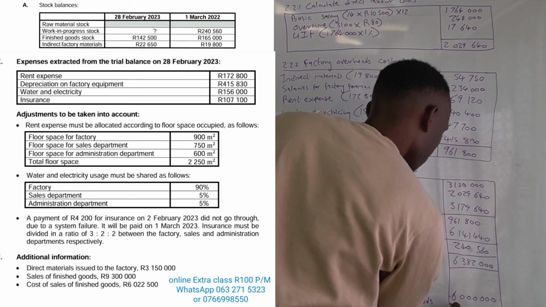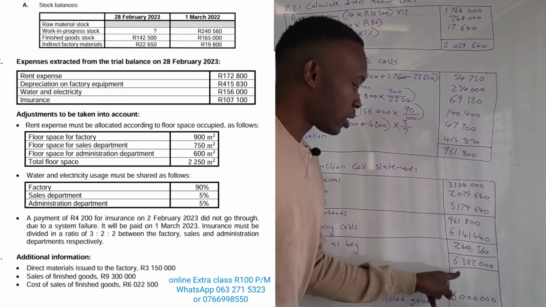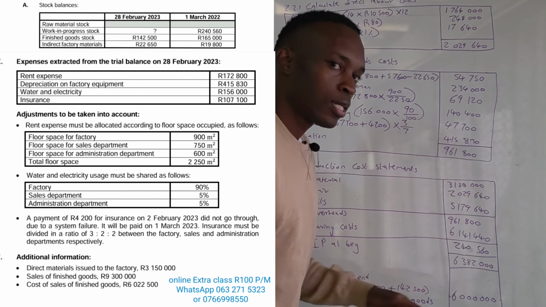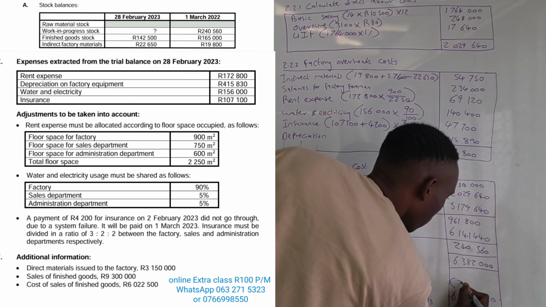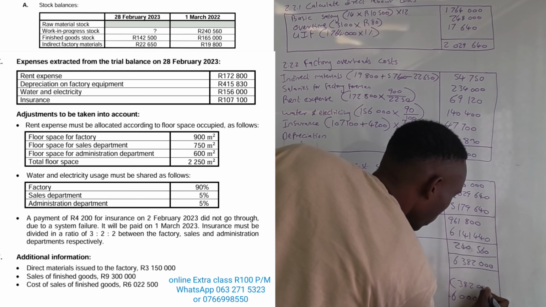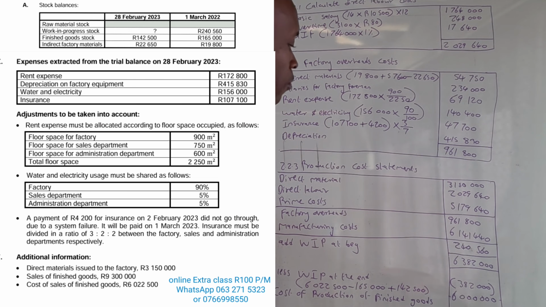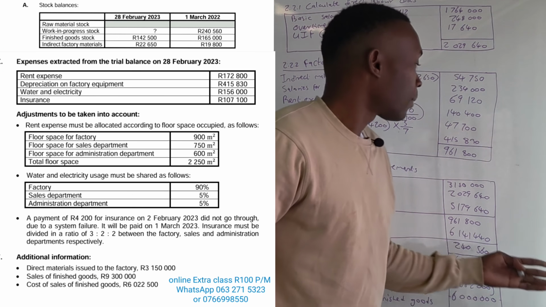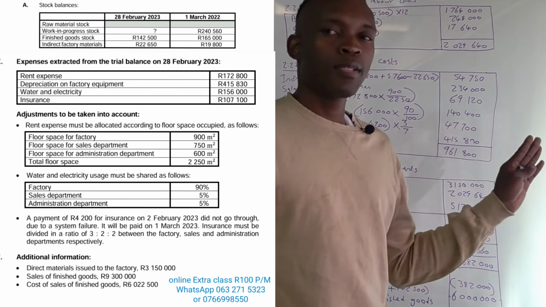Okay, this simply means that, guys, in order for us to get work in progress at the end, you have to calculate the difference between these two. This minus this is going to give you the closing of 382,000. It's negative. Closing is always negative here, guys. So that's how you apply this one. Very simple, guys.